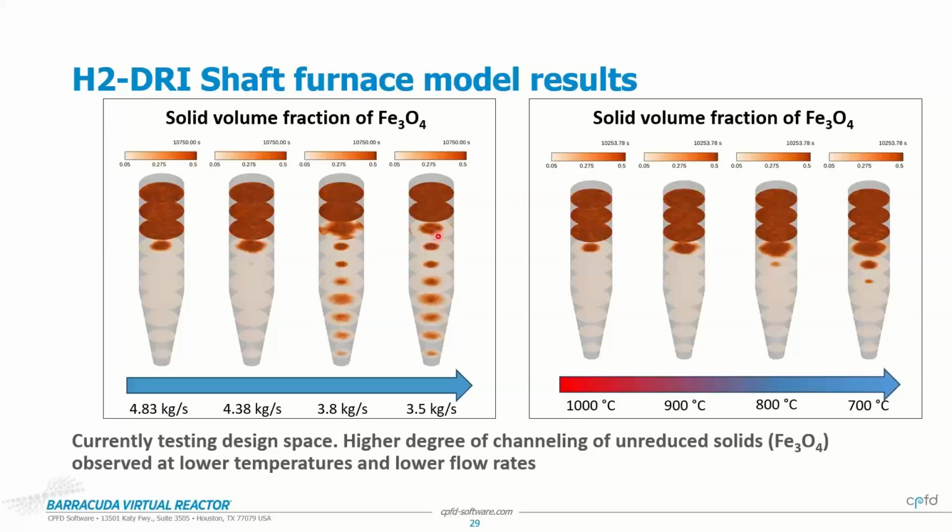And so there are a few things that we're looking at currently to try to mitigate some of these channeling effects. One is to actually use baffles that would help to break up these solid channels in the center of the bed and cause dispersion of the solids before they make it into the cooling zone. Another would be to operate at the right combination of this temperature and flow rate condition.